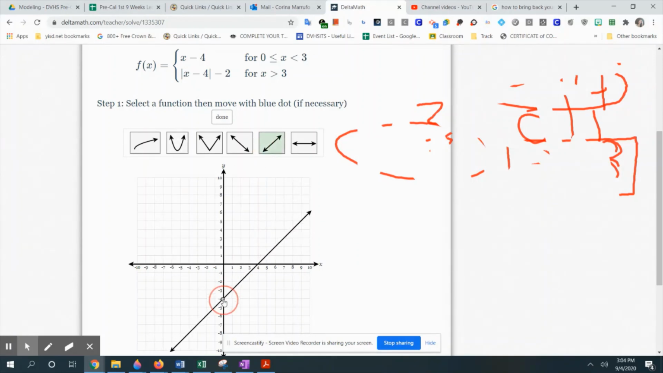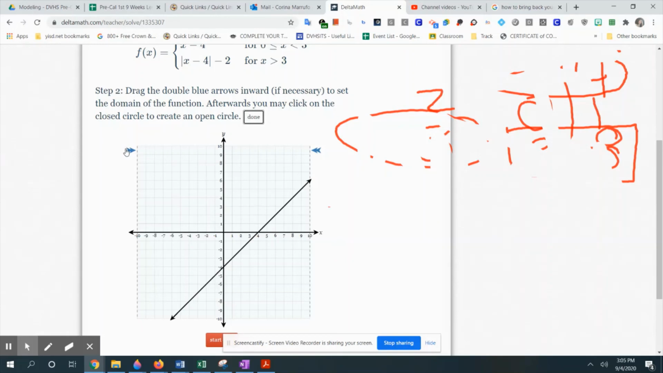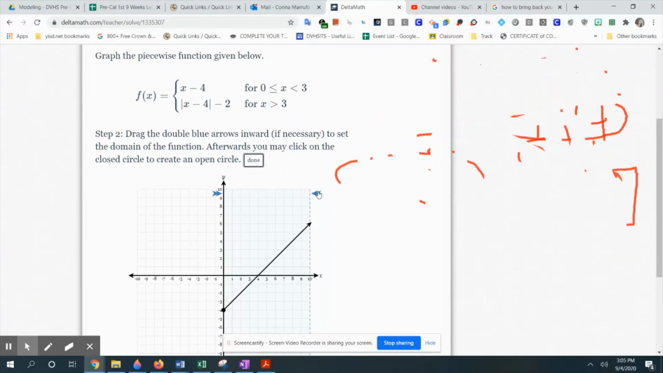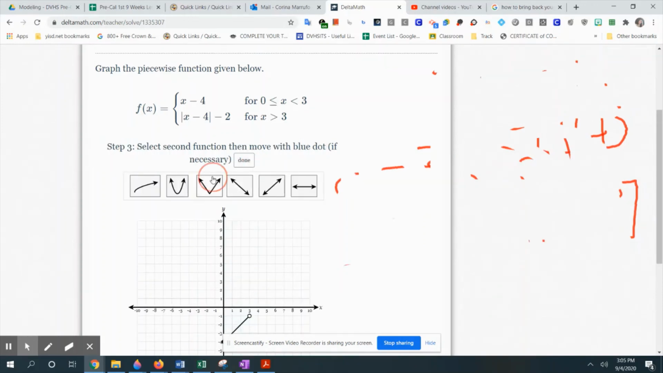Okay, negative 4. And then we're going to done. At least you get a little review. We set our boundaries. So our boundaries are from 0 to 3. So I take the blue arrows and I drag them. It's equal at 0. This one we're going to open up. Done. And then I take my absolute value function.